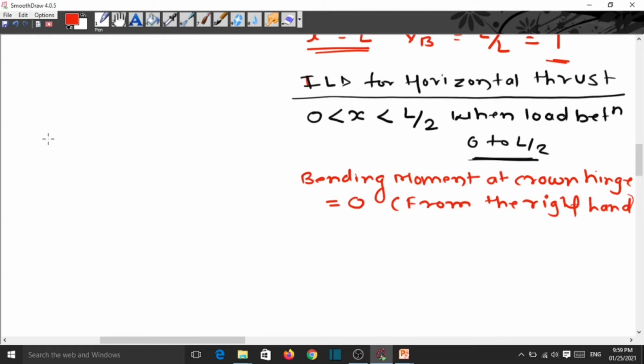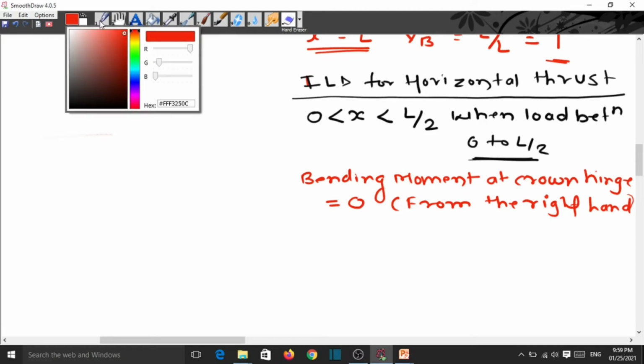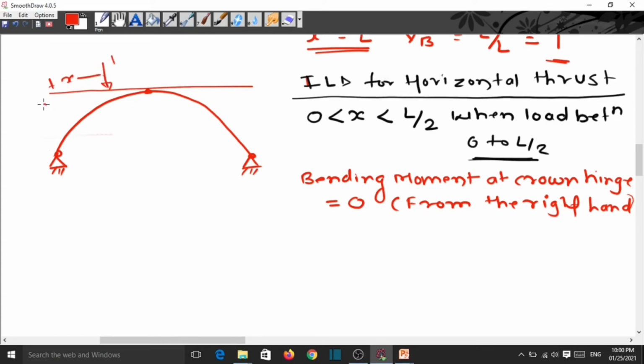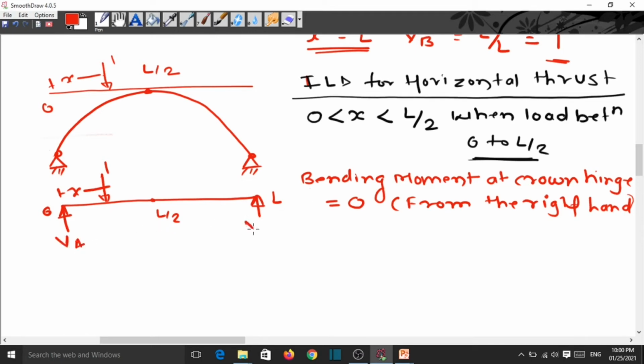Now suppose it is a parabolic arch, with the first hinge, second hinge and third hinge, and here we have applied the unit load between 0 to L by 2. For the sake of convenience, we draw a simply supported beam and show this unit load at X, with this distance L by 2, this is 0 and this is L. We know this is the VA and this is the VB.